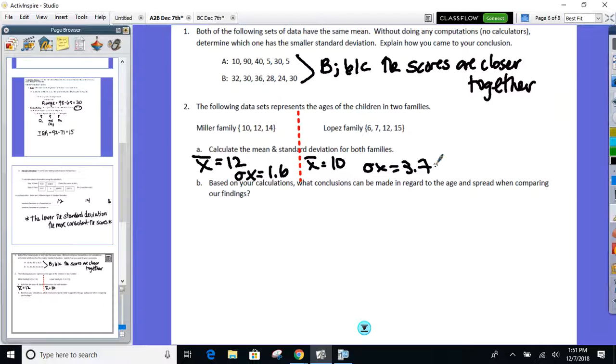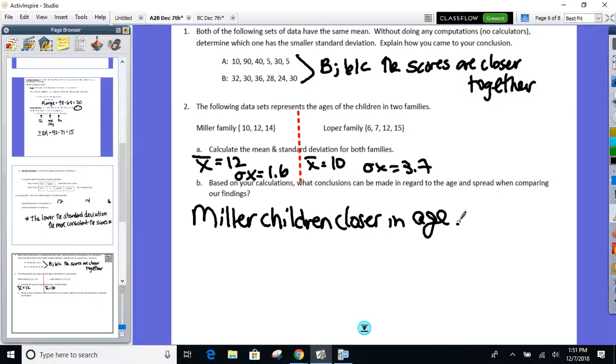I know you could have answered this without finding it, but take a look. Which family had the lower standard deviation? Miller, which means what about their kids' ages? And that's true, right? The Miller kids are closer together in age. The smaller the standard deviation, the closer they are.